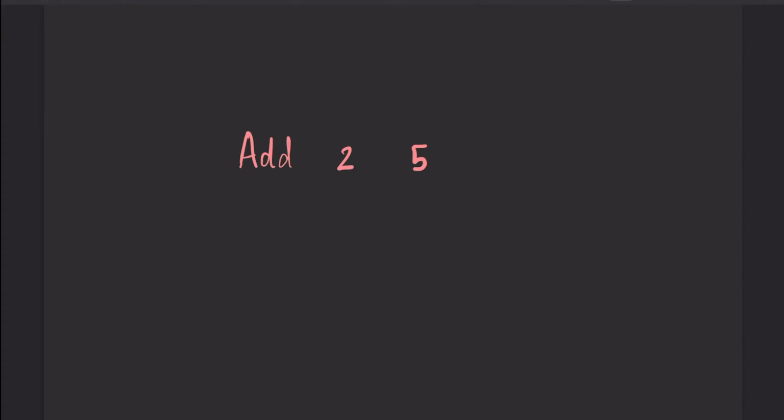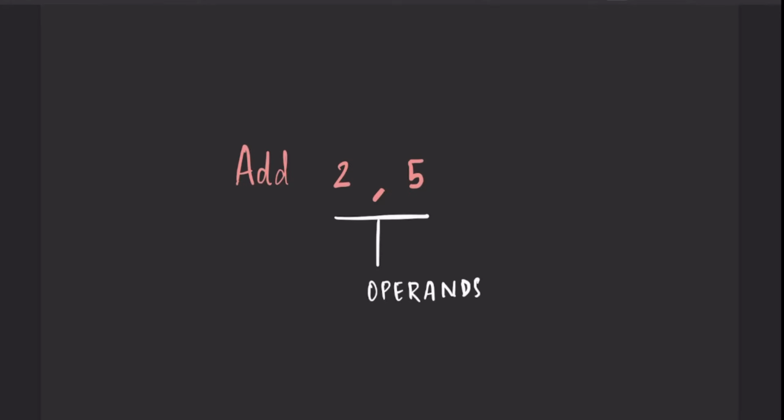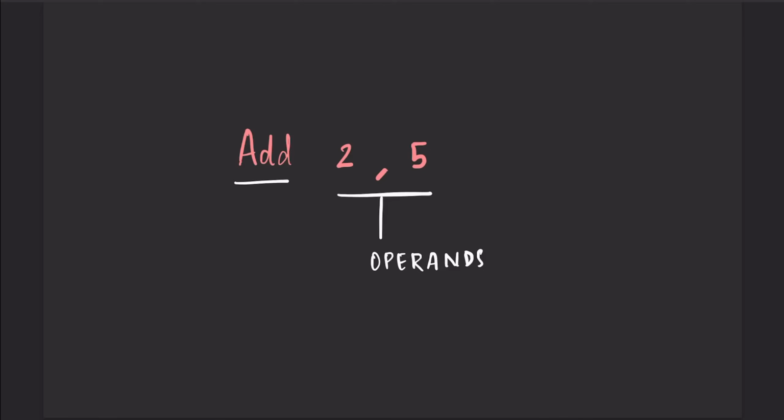Say you give your system an instruction: add 2 and 5. The values 2 and 5 are called operands. By definition, the object and quantity that is operated on is called the operand. Here, add is the operator. The operator says what to do with the operands.